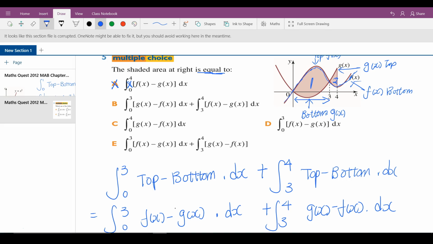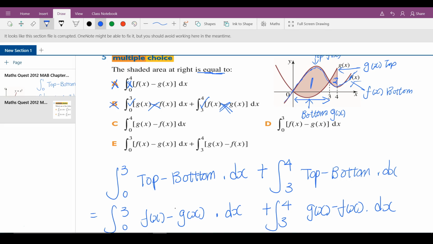From 0 to 3, it looks all right, so g of x minus f of x. Oh, this one. The domain is right for the first section. But in the first section the top function is f of x, so it can't be negative, and the bottom function is g of x. So that is not right. Next bit: the domain is right, but that bit is wrong as well. So it's completely wrong.